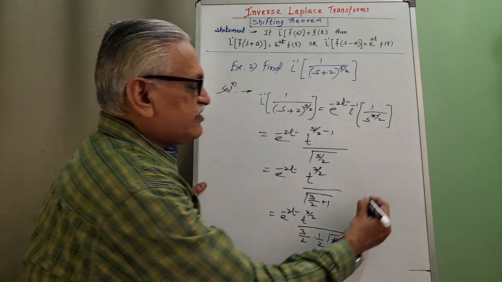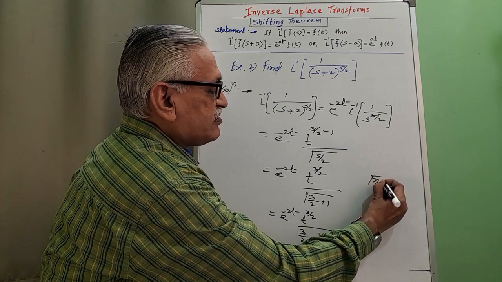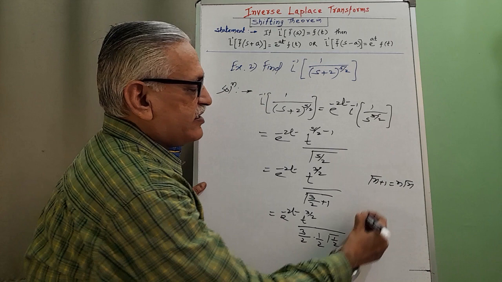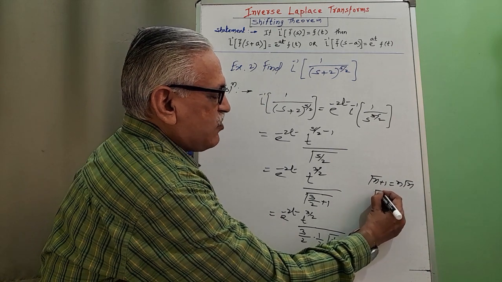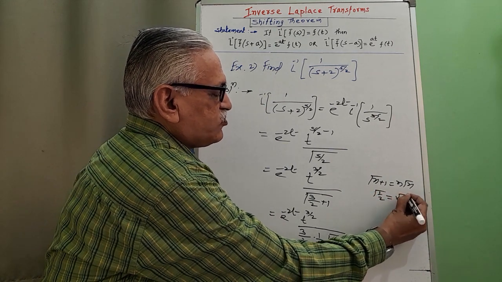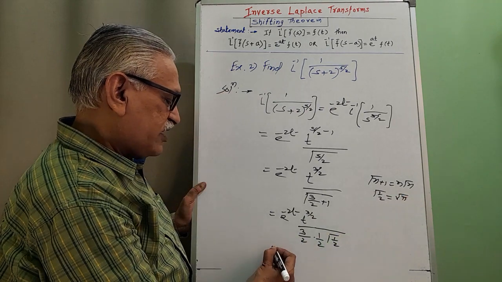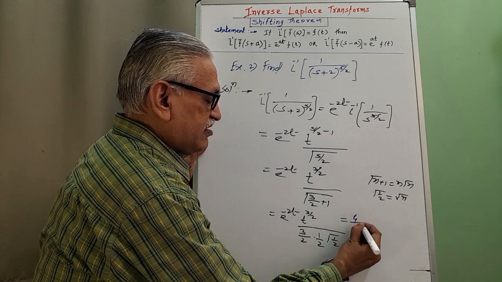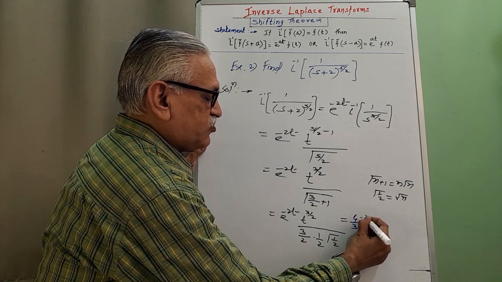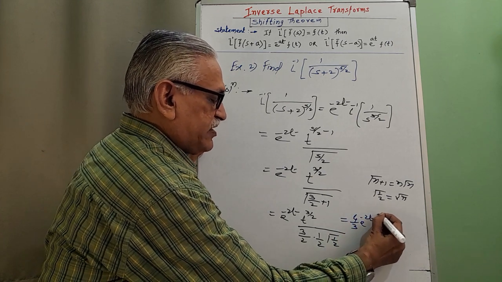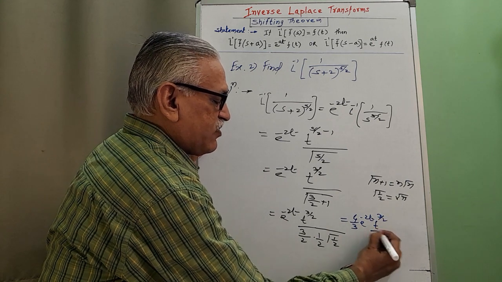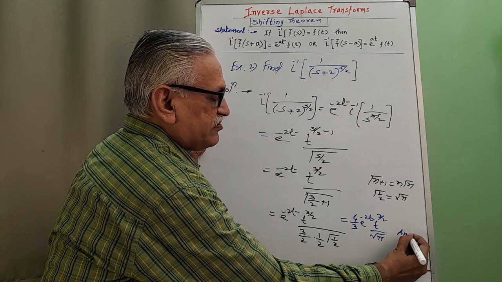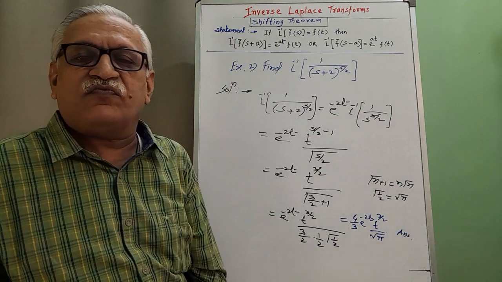What result am I using here? That is gamma n plus 1 equals n gamma n. And another standard result, gamma of 1 by 2, the value is root pi. And therefore, this equals 4 by 3 e raised to minus 2t, t raised to 3 by 2, and the value of gamma 1 by 2 is root pi, as the required answer or required value.